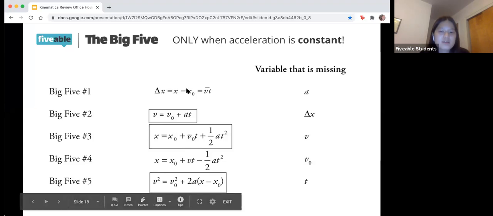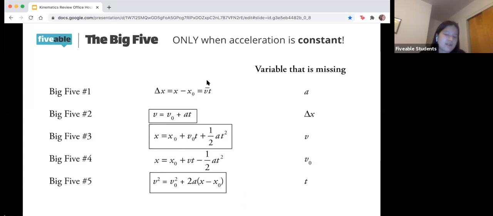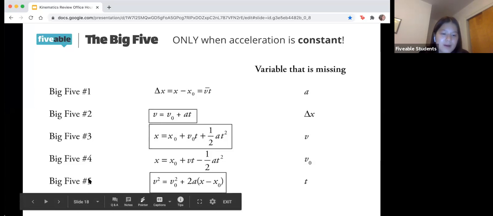It's only 4. This number 1 you don't memorize, that one's the definition of average velocity. But these other 4, the big 4, you should memorize. Okay.